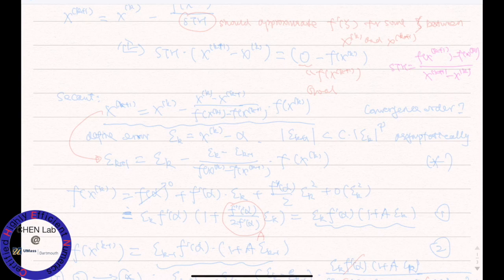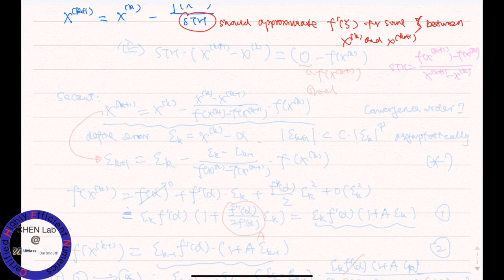We have the k plus 1st iterate given by the kth iterate, minus f at xk divided by something. That something should approximate f prime of c, for some c, which calculus told us exists, but we just don't know where it is for any given function. For some c between xk and xk plus 1.